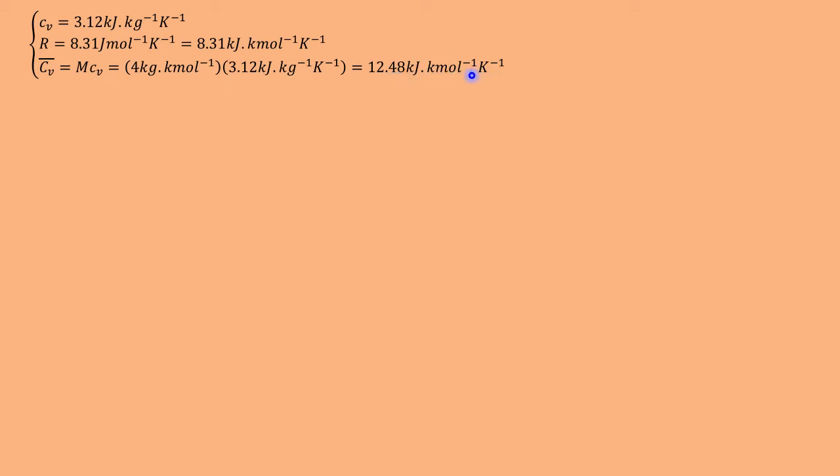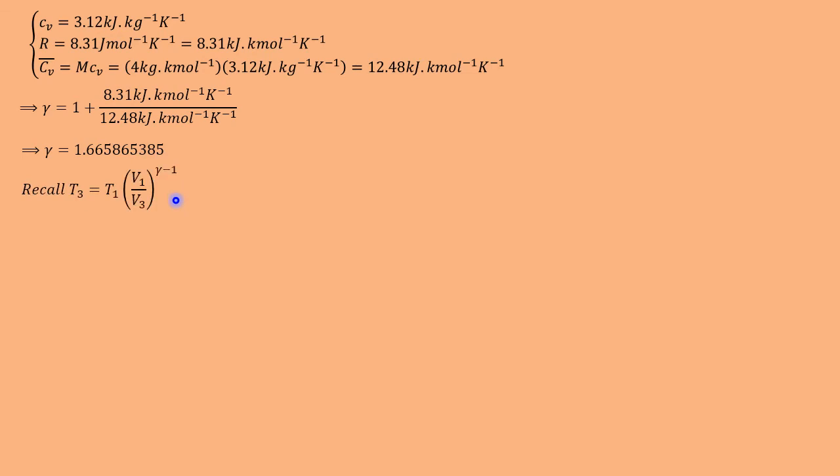So you can actually see that the units are the same as that for R. You can see that that's the molar specific heat at constant volume, because it's per kilomole. That's why it's the molar specific heat at constant volume. So when we substitute in the formula we just obtained for gamma, we are going to have 1 plus 8.3 kilojoules per kilomole per Kelvin divided by 12.48 kilojoules per kilomole per Kelvin. You can actually see that the units cancel and this quantity becomes dimensionless.